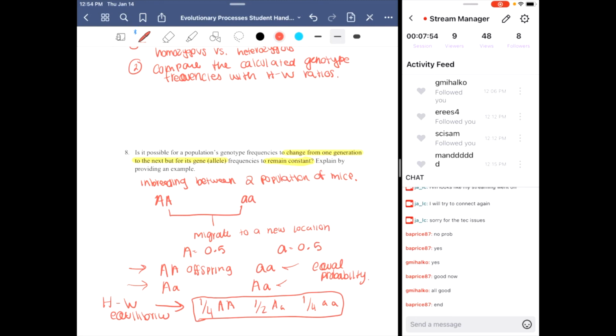But we see that the frequency of the allele remained the same, so 0.5, 0.5. So the frequency of the allele stayed the same, but the genotype is in Hardy-Weinberg equilibrium. So from that, we can say that it is possible for the population's genotype frequency to change, but for the allele frequency to remain constant. And this is just one example of it happening, but there's a number of ways that it's possible and in a number of different populations.